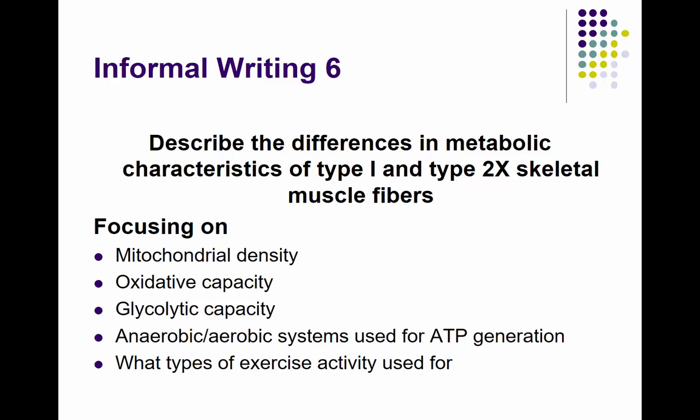Okay, so for this last informal writing, try to describe the differences in the metabolic characteristics of type 1 and type 2X fibers, focusing on the mitochondrial density, oxidative capacity, glycolytic activity, and the anaerobic system used for ATP production. And also, lastly, what type of exercise activity is used for the energy production. Right?